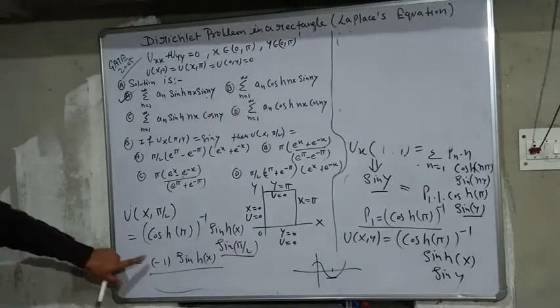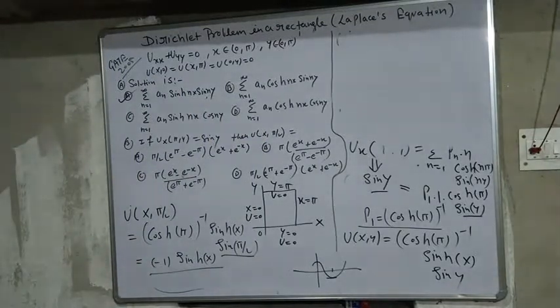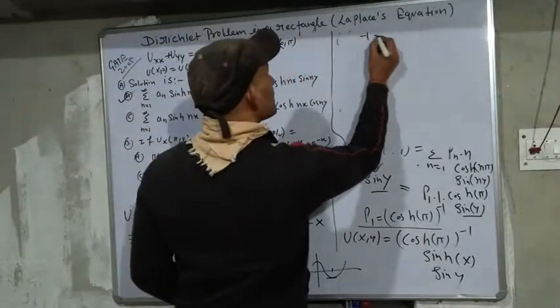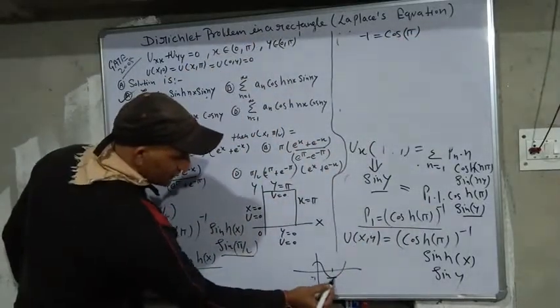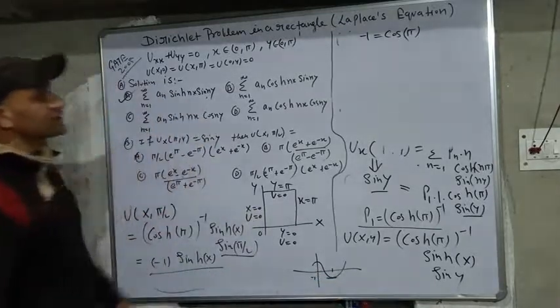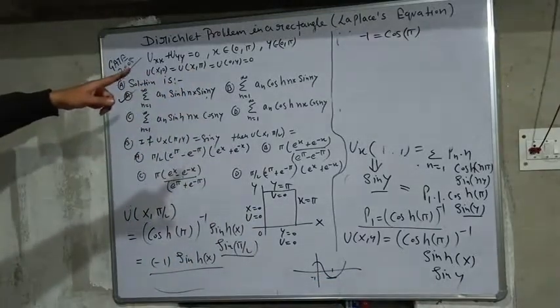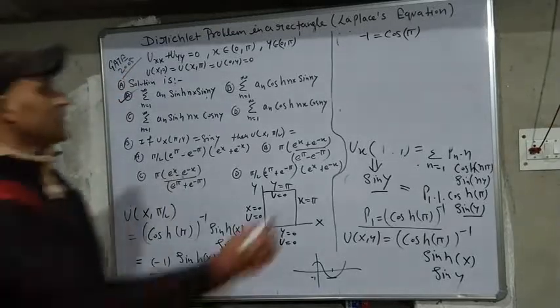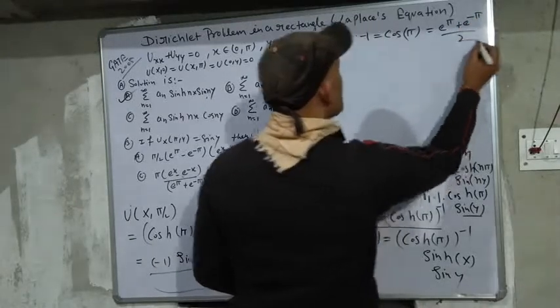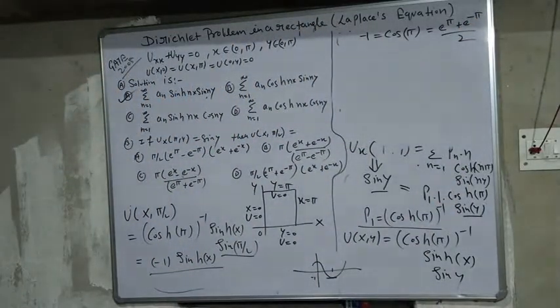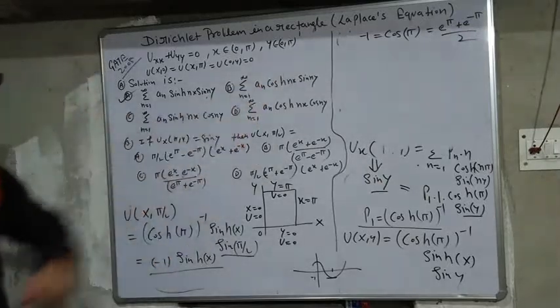And what is the meaning of minus 1? You know that minus 1 is equal to cos pi. Already we have explained. This is the graph of cos x. So minus 1 is equal to cos pi. And in place of cos pi we have written e to the power pi plus e to the power minus pi upon 2. Okay, so in place of minus 1 you can write it.